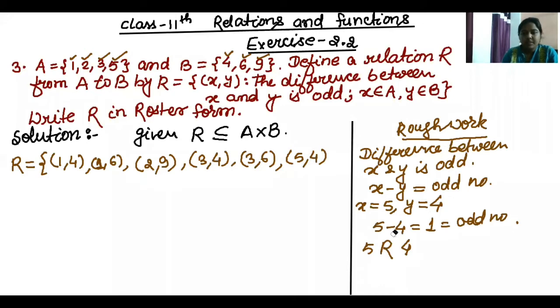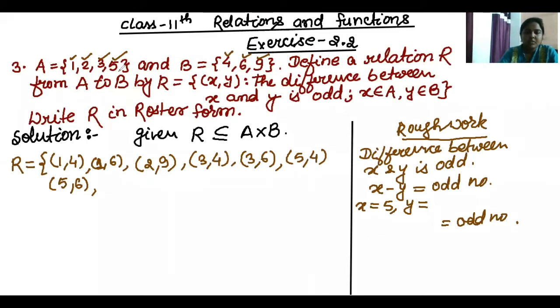Next, x equals 5 and y equals 6. 5 minus 6, so this is again -1, an odd number. So 5 is related to 6. So the next element will be (5, 6).